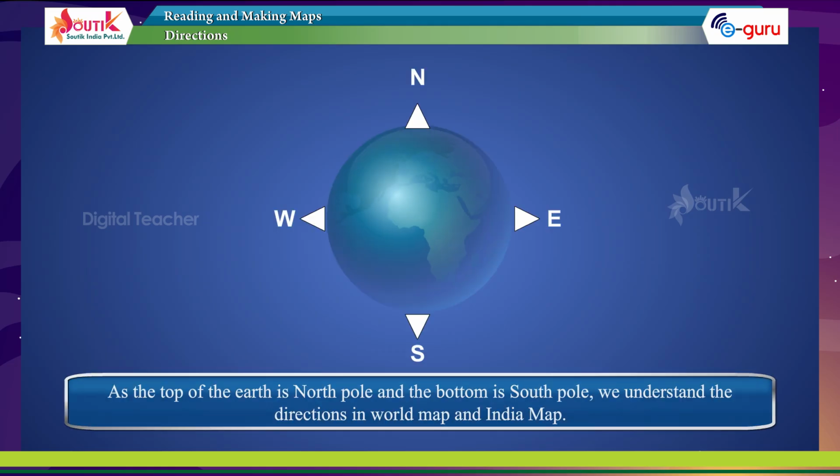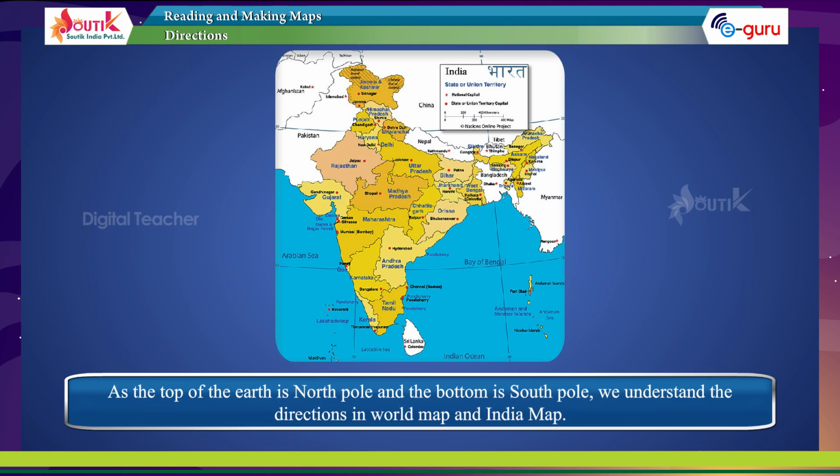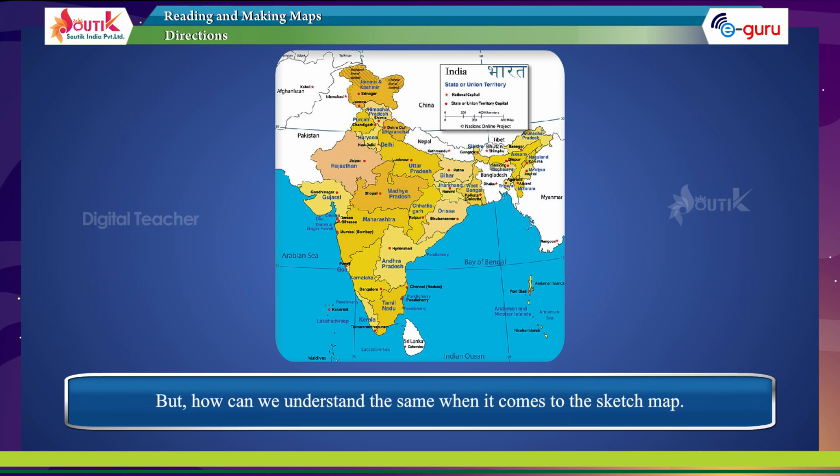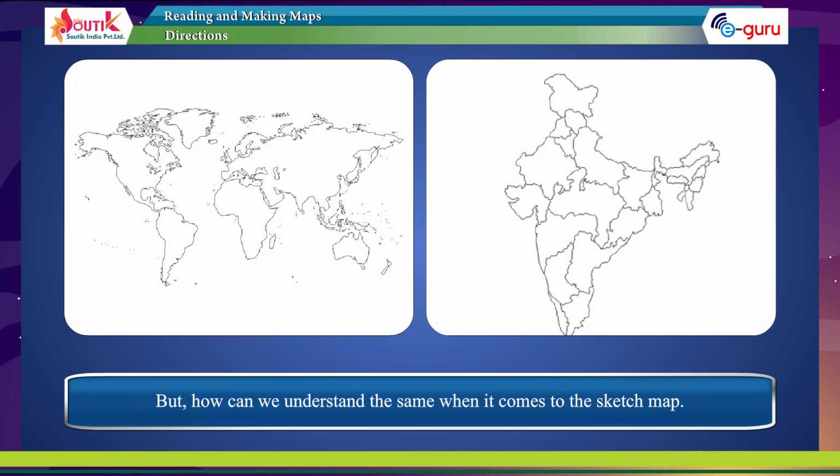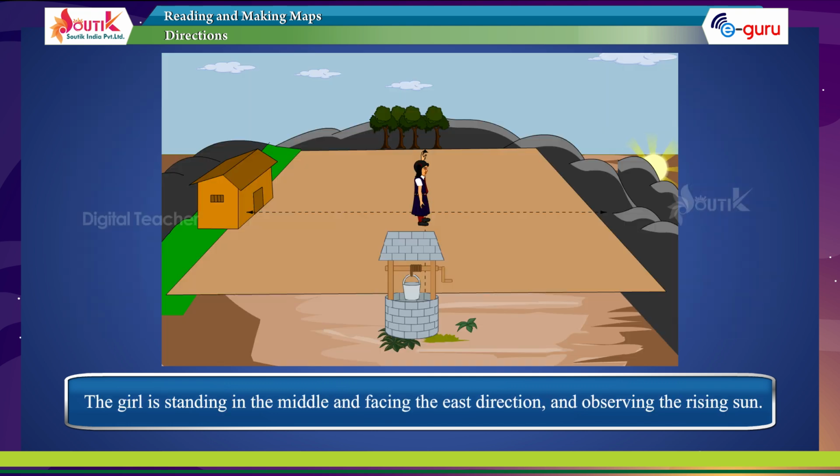Directions. As the top of the earth is the North Pole and the bottom is the South Pole, we understand the directions in the World Map and India Map. But how can we understand the same when it comes to the sketch map? Let us examine. The girl is standing in the middle and facing the east direction and observing the rising sun.